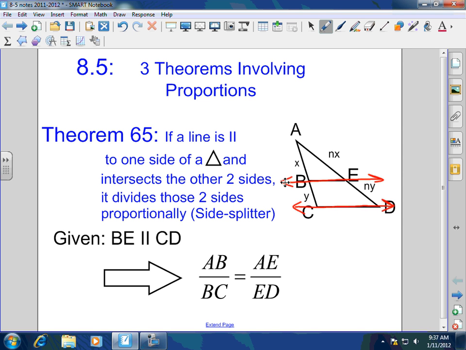Now, I want you to understand the difference between side splitter and trying to prove triangle similarity here. When we're talking about side splitter, we're talking about the fact that AC and AD were split up or cut in such a fashion that the individual pieces of those two sides are proportional. Does that make sense? Now, as far as if we were trying to prove triangle similarity, it'd be something like this.